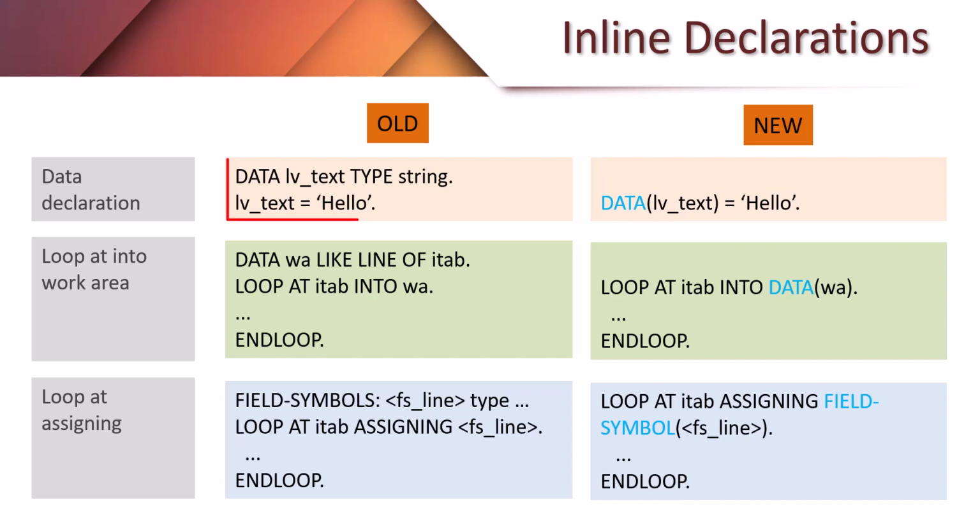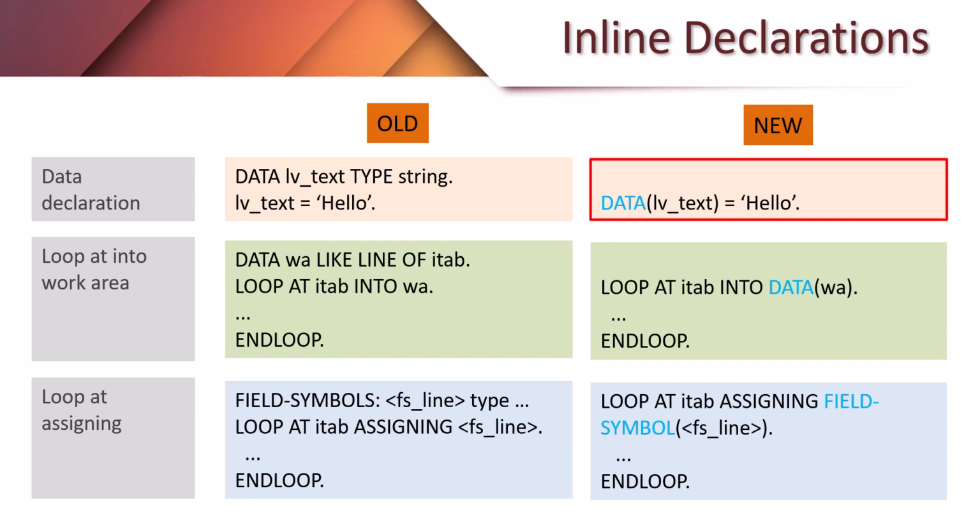Here, normally what we do is, whenever we want to assign some value to any variable, we declare that variable first by providing explicitly the data type, and then we assign a value to that variable, as you can see here. With the new syntax, the same operation can be achieved with a single line.